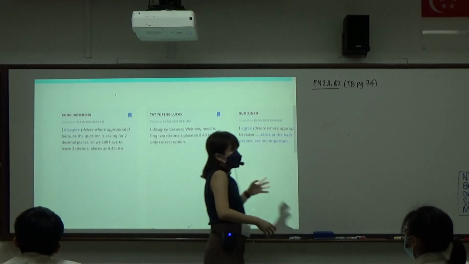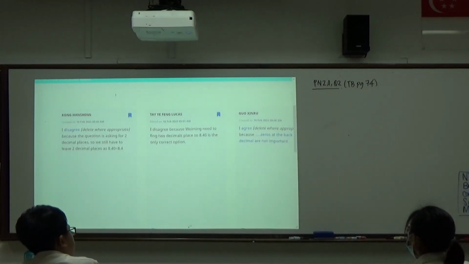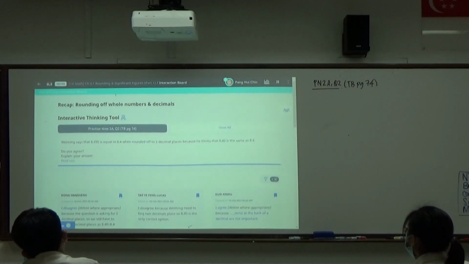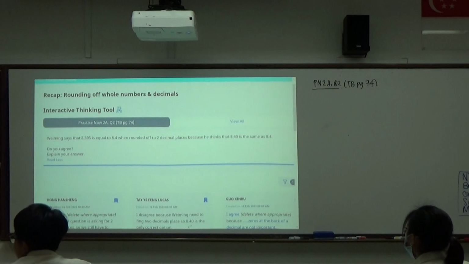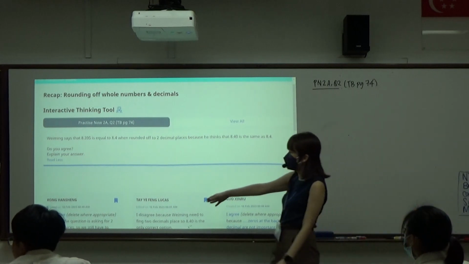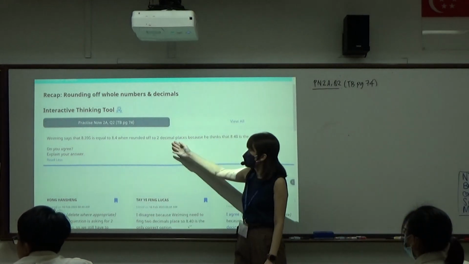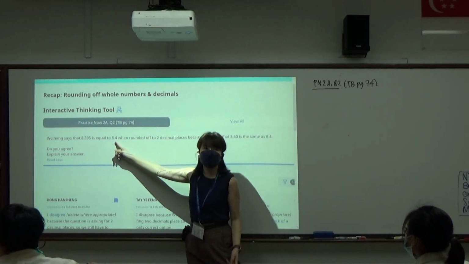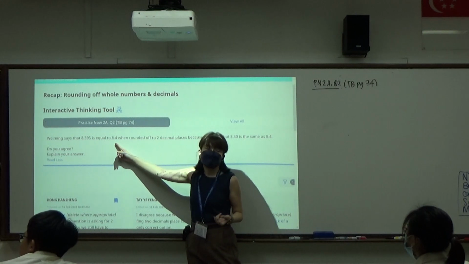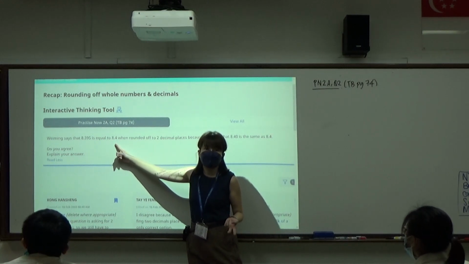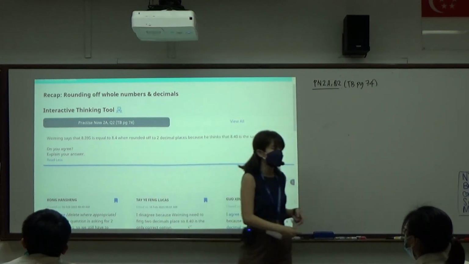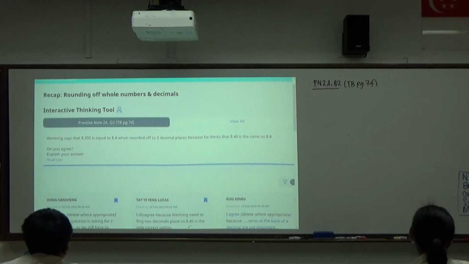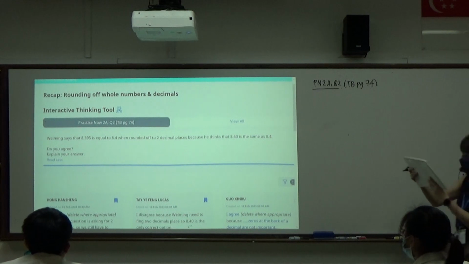So I think the correct answer, what should it be? Should it be disagree or agree? It should be disagree, because like what they rightfully pointed out, the question asks for 2 decimal places. If you put 8.4, is it 2 decimal places? It is not answering the question, right? So to answer this question, I'll write down my answer on the whiteboard that I'd like you to copy so that you learn how to explain.